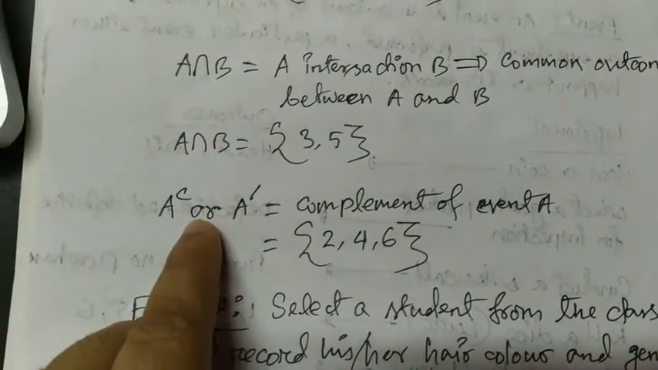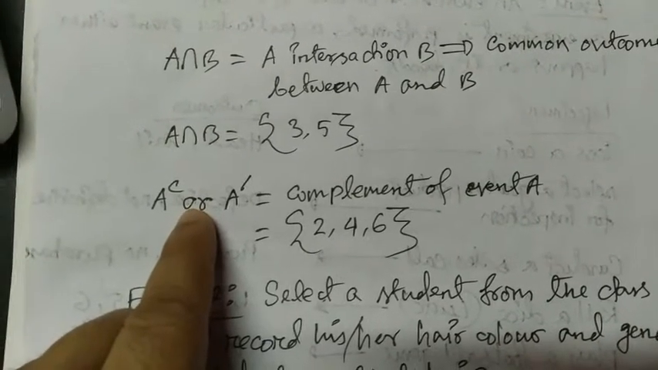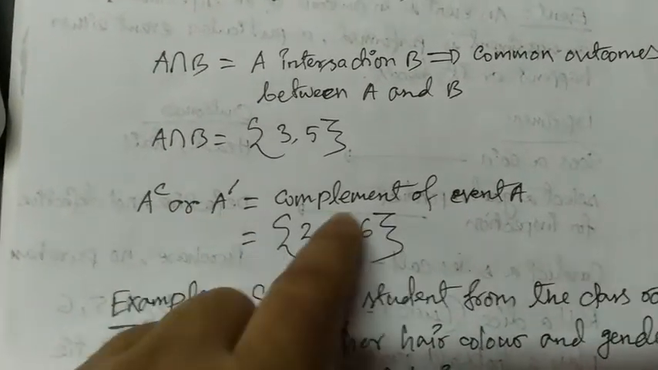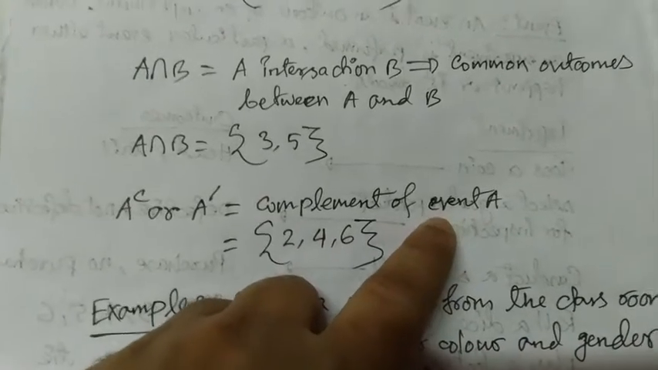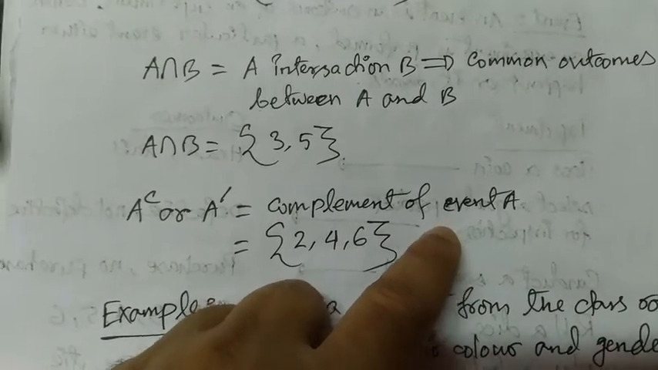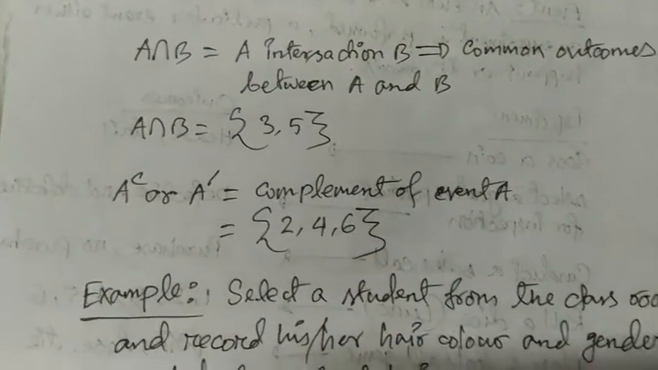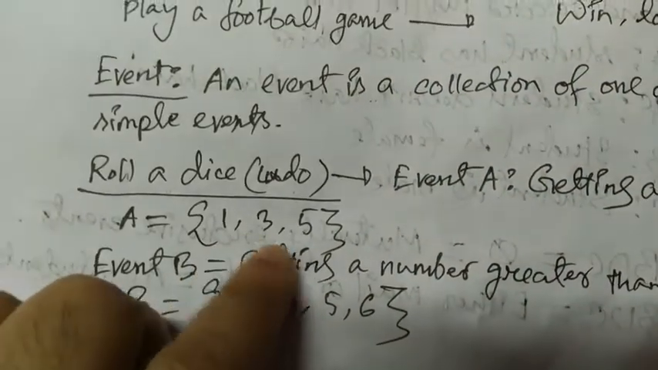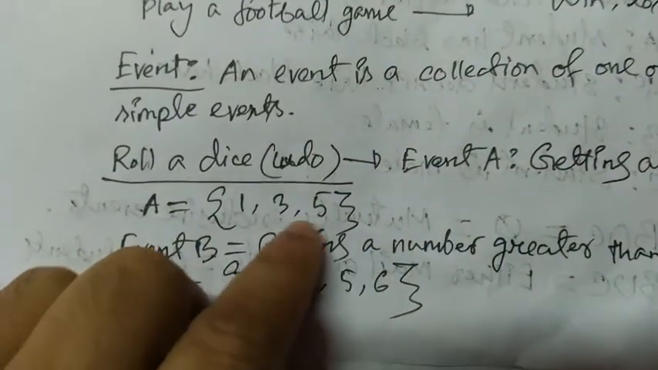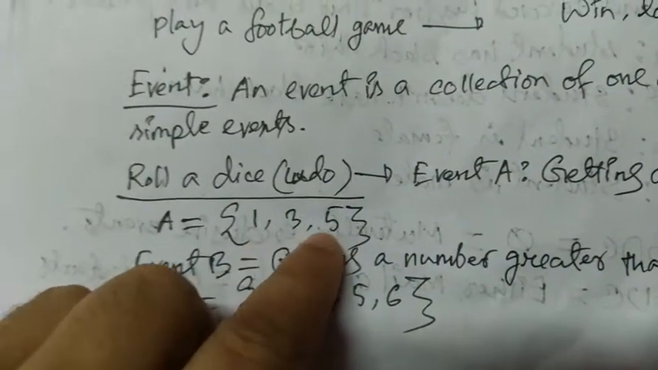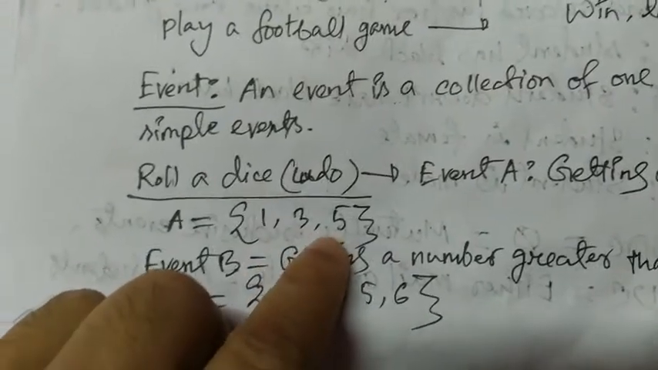So A superscript C or A prime is called the complement of event A. That means outside the event A. That means we will take all the elements outside the event A. So let's see what we have in event A. In event A we had 1, 3, 5. So outside 1, 3, 5, other than 1, 3, 5, we have 2 and then 4 and 6.